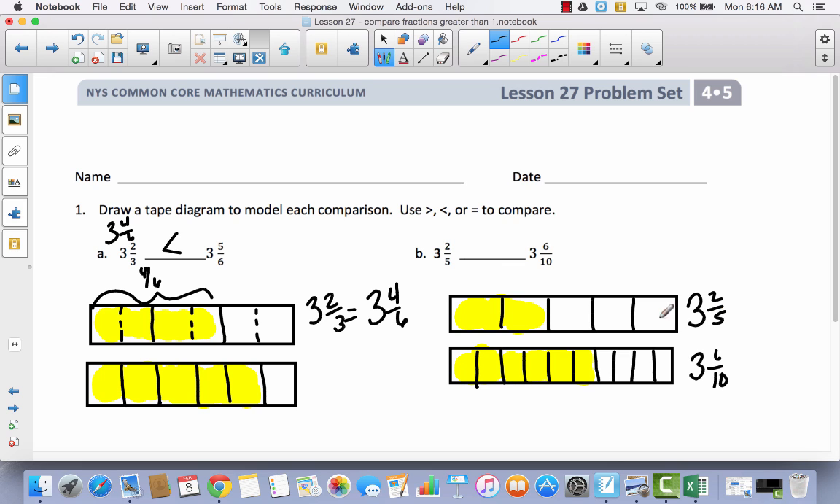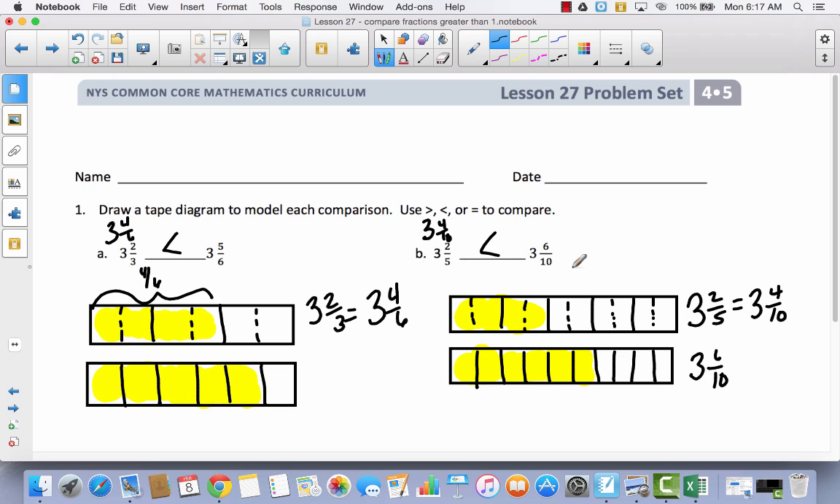Well, if I want these to be tenths, they would be a lot easier to compare. So I'm going to come over here and decompose these fifths into tenths. So now I've got 1, 2, 3, 4 out of 10. So 3 and 2/5 is the same thing as 3 and 4/10. So if I'm comparing 3 and 4/10 to 3 and 6/10, this would be less than, because this is 2/10 less than the other.